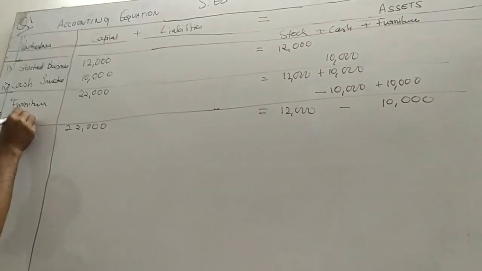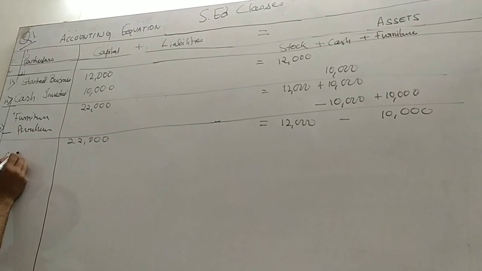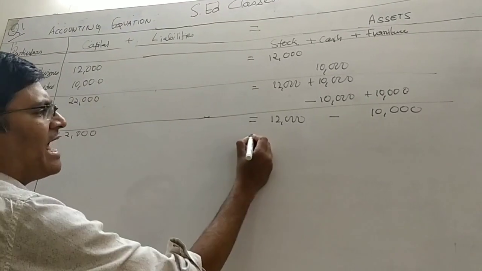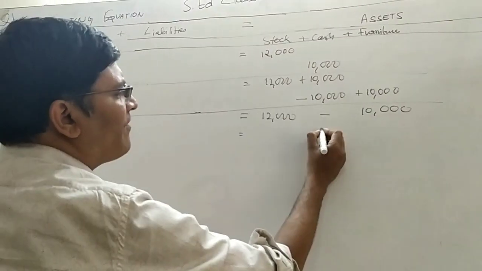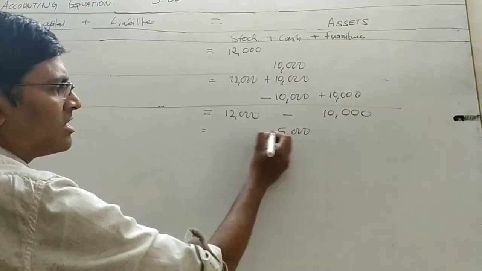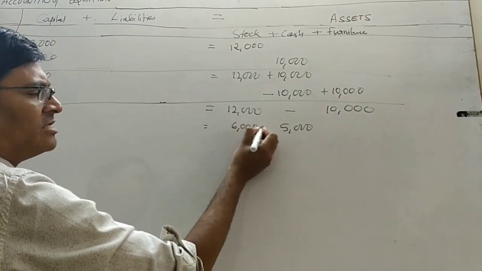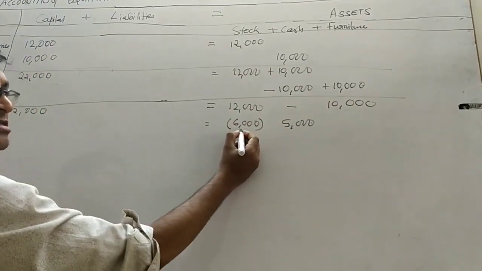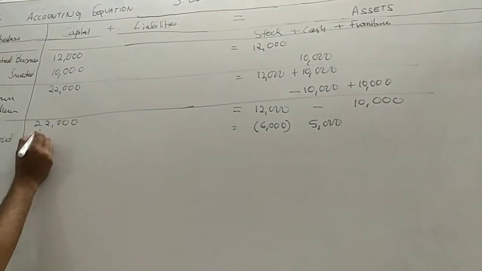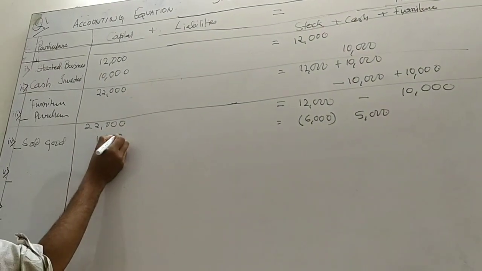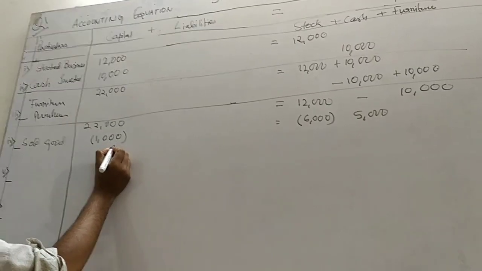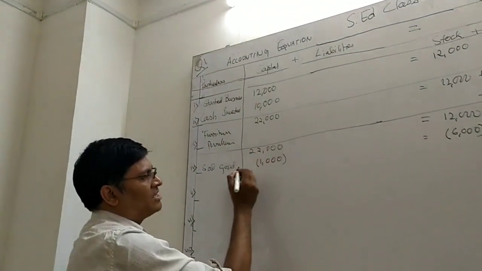Furniture purchase was the last one. And now he sold goods. Sold goods in cash. Our cash has increased by 5,000. But the goods were valued at 6,000, so there is a loss, student. My stock has reduced by 6,000. The loss is 1,000. So 1,000 is our loss that we are reducing from the capital. We always say that loss and profit will be dealt with capital only.